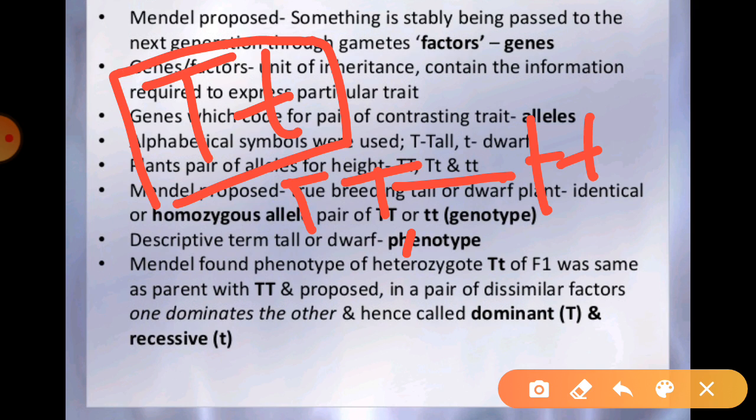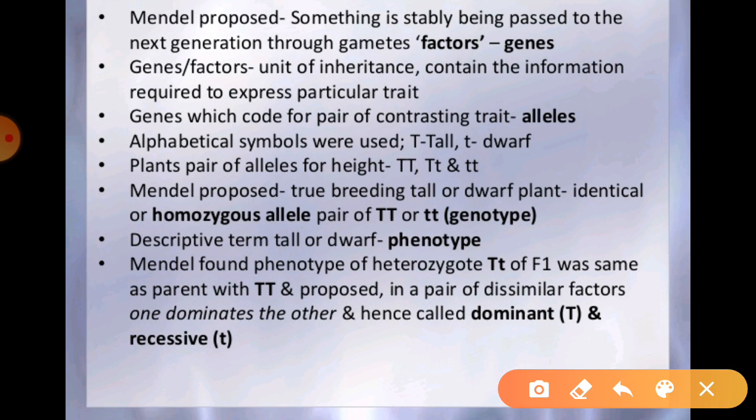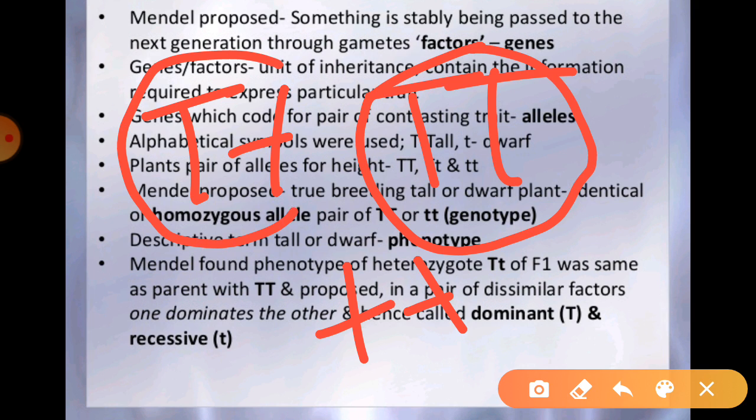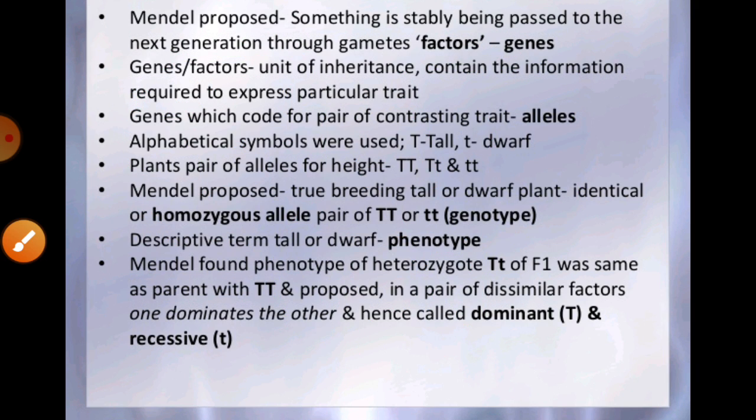And whenever we describe these characters in terms of the height, like tall or dwarf, they are known as the phenotype. While when they are written with the symbols, like capital T, small t and small t, that is called the genotype.